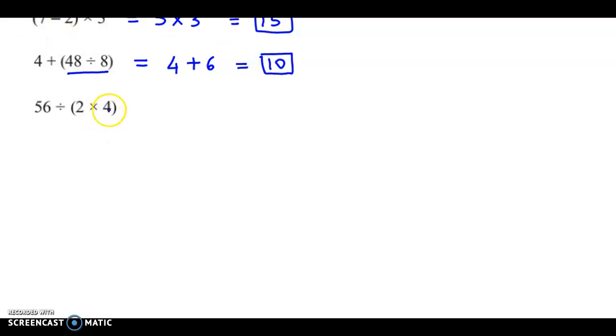Let's take one more example. Now, here again we have a bracket and outside we have a division. So, first we simplify the bracket. Now, 2 times 4 gives 8. So, we have 56 divided by 8. So, that gives us 7.